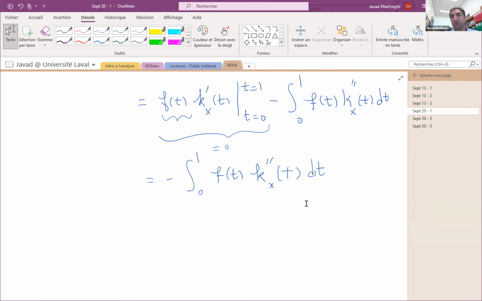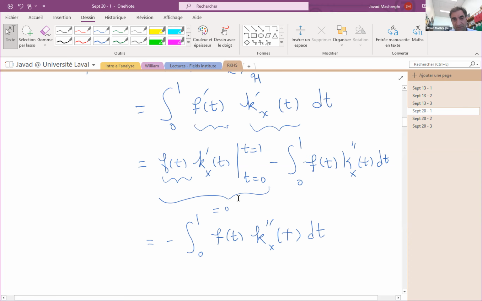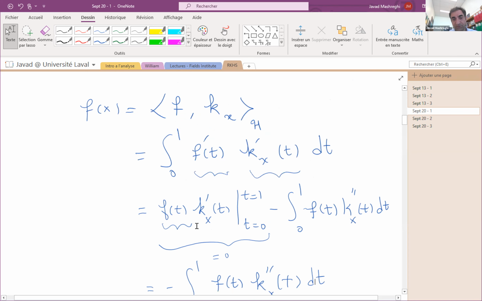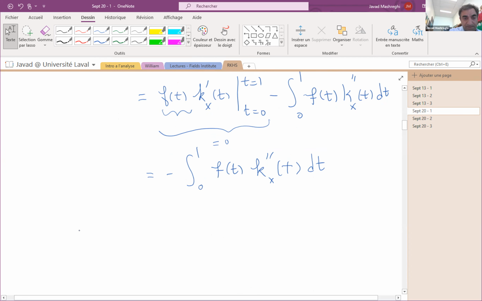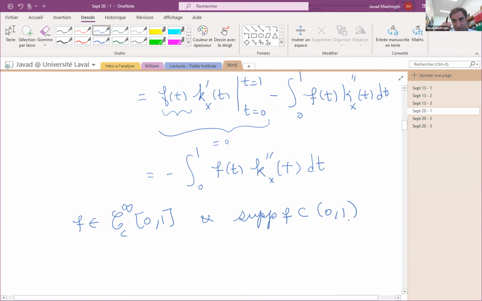We do not want to go into detail on this, but at least we can assure that this is true whenever f is in C infinity of (0, 1) and of compact support. And moreover, this restriction is also important: the support of f is inside the open interval (0, 1). It doesn't touch the boundaries.